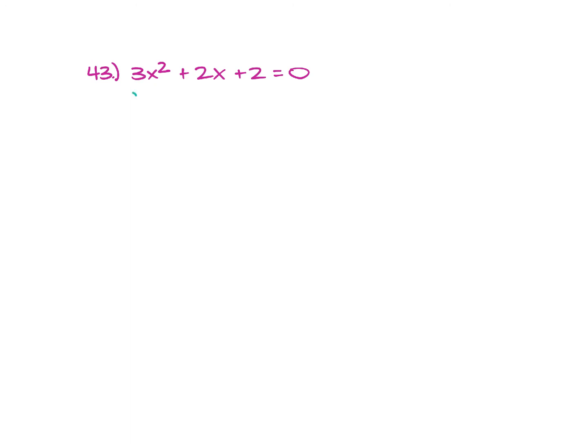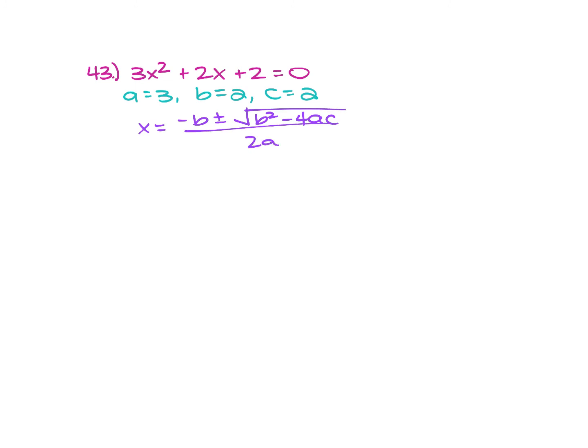So this one, your A is 3, B is 2, and C is 2. So if we use the quadratic formula, which we said is the negative b plus or minus the square root of b squared minus 4 times a times c all over 2 times a, this is going to give us the opposite of 2, plus or minus the square root of 2 squared minus 4 times 3 times 2 all over 2 times 3.